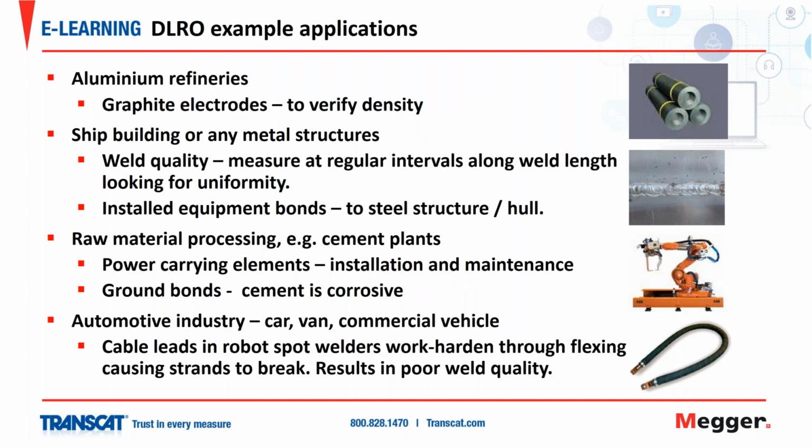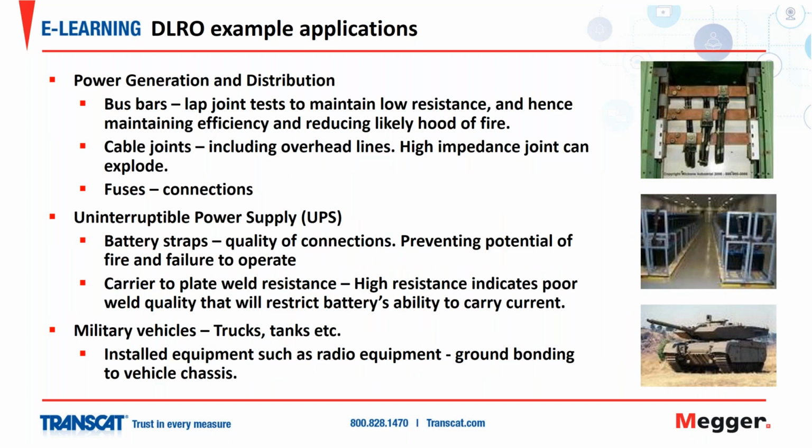We have aluminum refineries, shipbuilding, raw material processing, the automotive industry, power generation and distribution, certainly bus bars that we talked about earlier, lap joint test, cable joints, fuses, UPS systems, looking at battery straps, so the quality of the connections there, and carrier to plate weld resistance, very important. And then even military vehicles, trucks, tanks, etc. Usually checking for ground bonding to the vehicle chassis, for example.